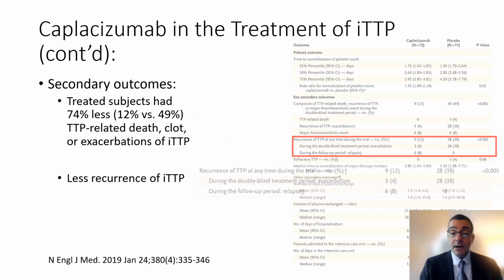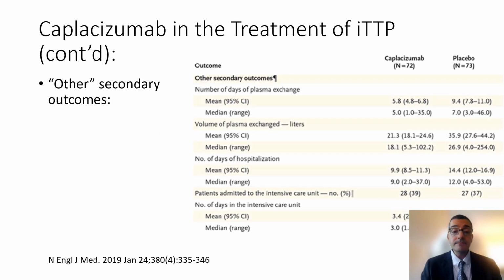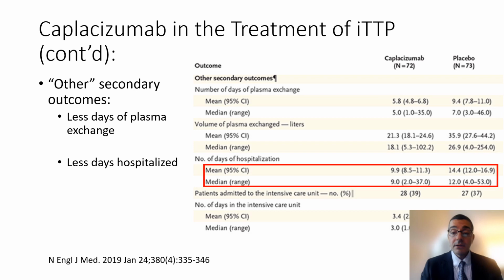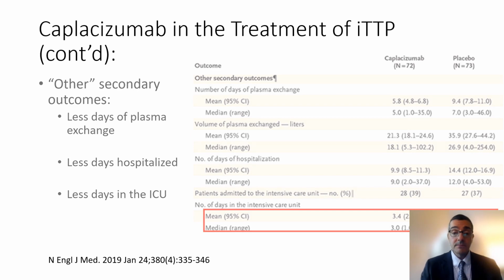Patients, while they were on caplacizumab, had fewer recurrences, right? Both during the treatment period and then afterwards. As you can see, higher rates of exacerbations, which is a flare-up of the TTP within 30 days. Other secondary outcomes, just as important: fewer days on plasma exchange, fewer days hospitalized, fewer days spent in the ICU.